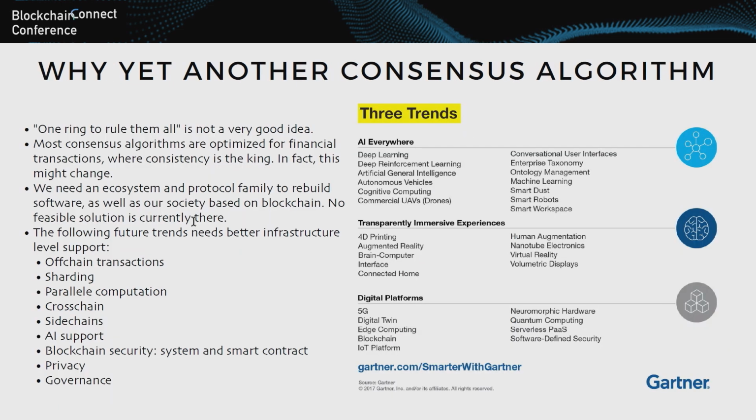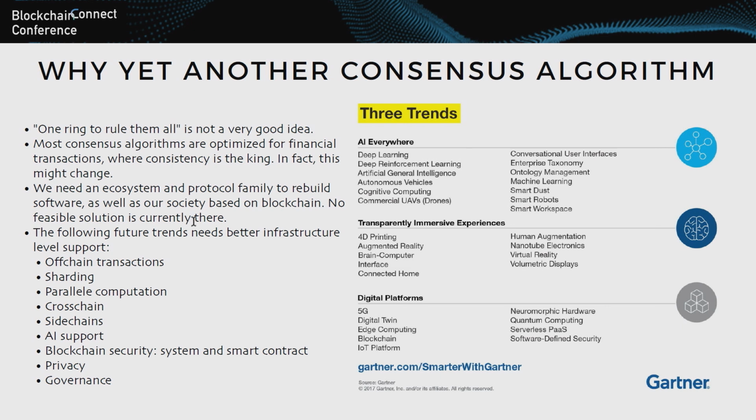So why yet another consensus algorithm? Basically, if we want to build a cloud computing platform, one protocol is not enough. We need more than one. One ring to rule them all is not a very good idea. For different scenarios and different situations, we need many more options.